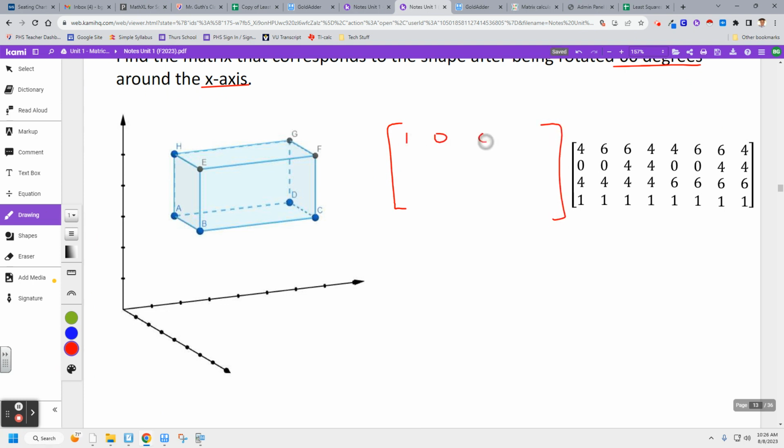One, zero, zero, zero. 0, cosine 60 degrees, negative sine 60 degrees, 0. 0, sine 60 degrees, cosine 60 degrees, 0. 0, 0, 0, 1. Try really hard to keep things lined up in columns. Okay. Anybody remember how to do cosine 60?